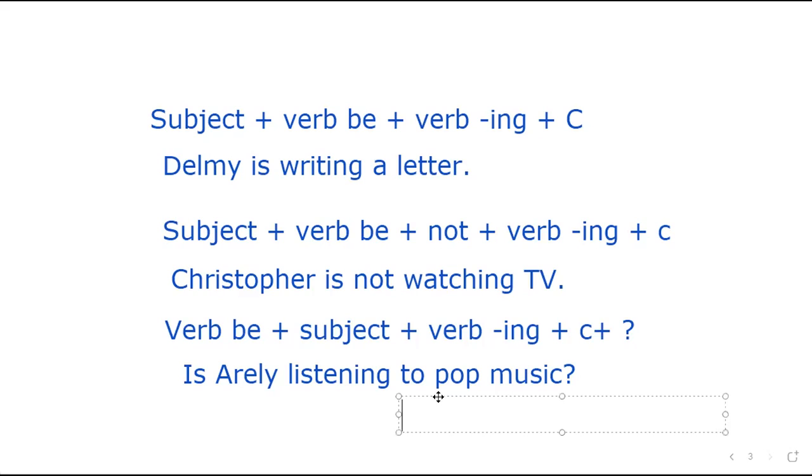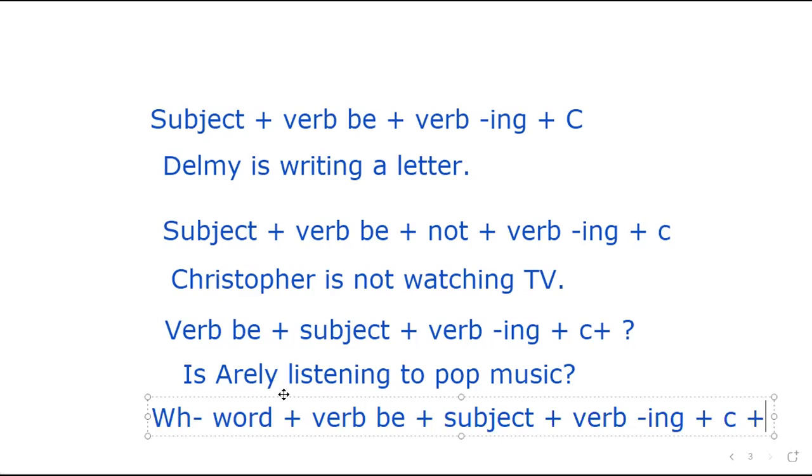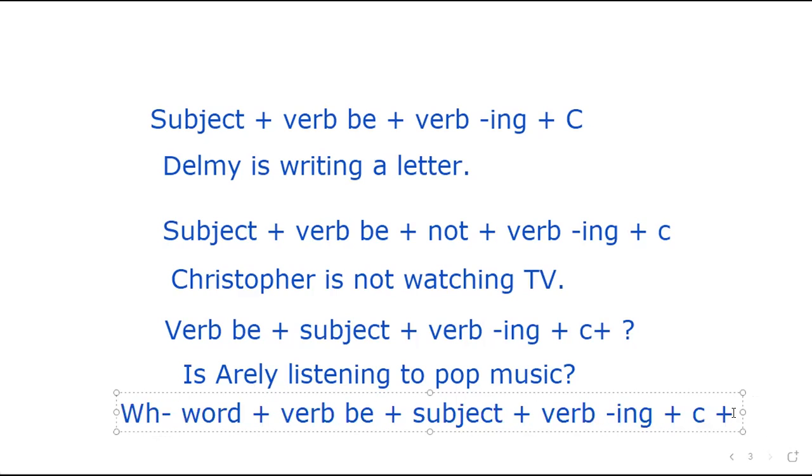Y las que aprendimos ahora, la estructura para las WH word questions, vamos a poner siempre primero la WH word, plus verb be, plus subject, plus the verb in ing form, plus the complement, and finally the question mark. Esta es la estructura que necesitamos siempre, ¿verdad? Que necesitemos una pregunta de información en este tiempo.